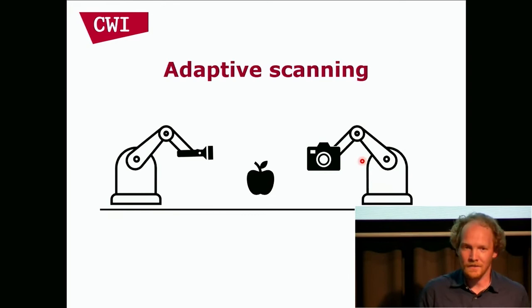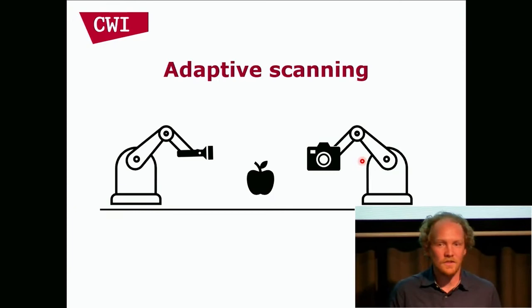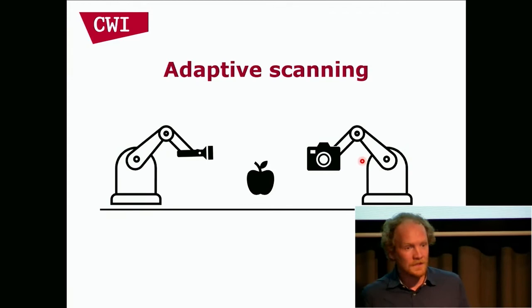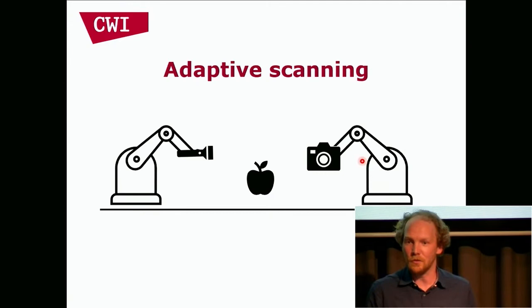So having the scanner automatically adapt to whatever you put in the cabinet, and then figure out what needs to be done in order to answer the question that you have. It sounds very simple, but if you really think about it, it's actually surprisingly hard to do well. First, you need to somehow know what is optimal, what it should adapt to, what would I like to see, and then it should figure out how to adapt to it.